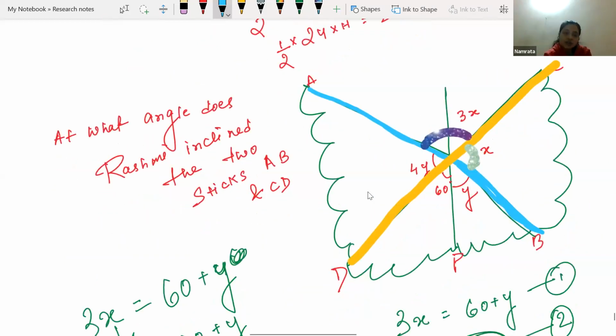Now what does the question say? The first part of the question: at what angle does Rashmi incline the two sticks AB and CD? AB and CD, at what angles are they inclined? Just a moment.